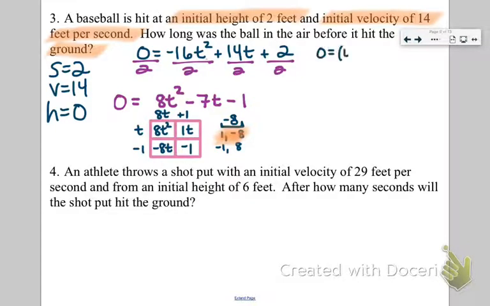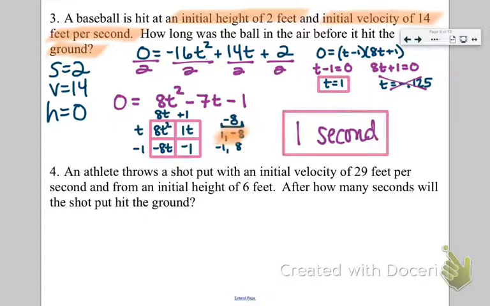So we have our factors, put them in parentheses, and set them equal to 0. Now that we have satisfied the zero product property, we can set t minus 1 equal to 0 and 8t plus 1 equal to 0. We have 2 solutions, but again, can't have negative time. Throw that one away, keep the 1. Final answer, 1 second. Very short amount of time.